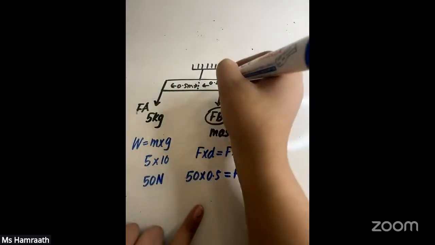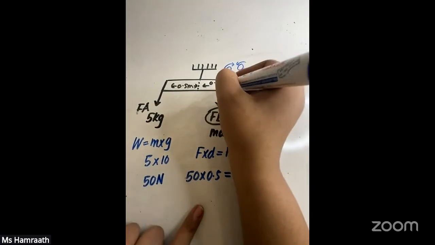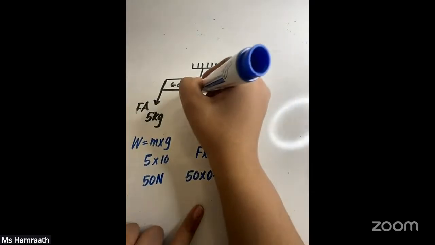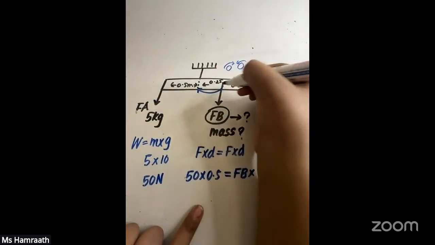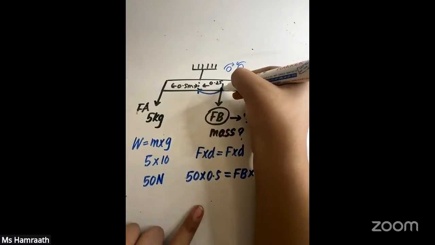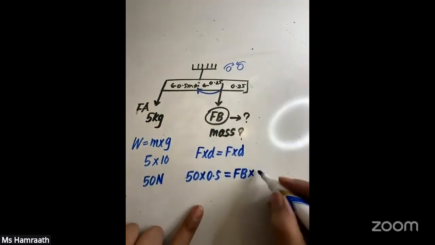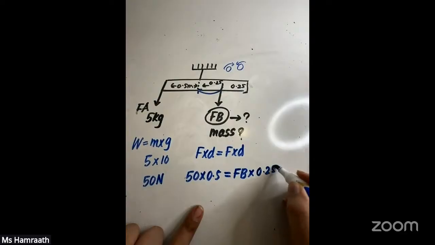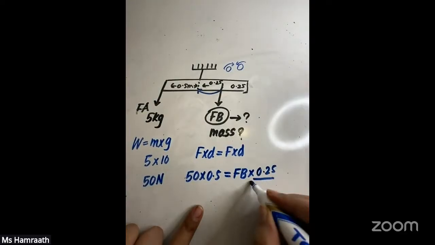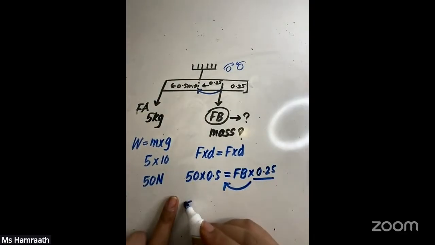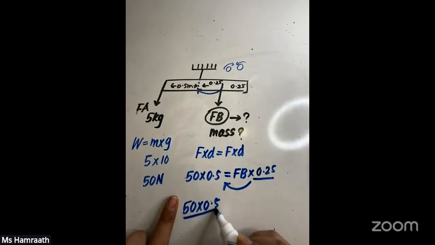And what is the distance from here? This is the force, and this is the axis of rotation. I told you to take the distance from the place you apply the force to the axis of rotation. So you take it as 0.25. Take the multiplication 0.25 to the other side. So 50 into 0.5, divided by 0.25.